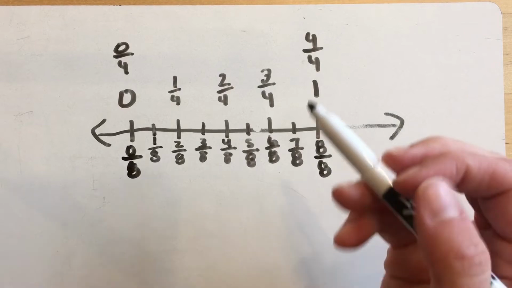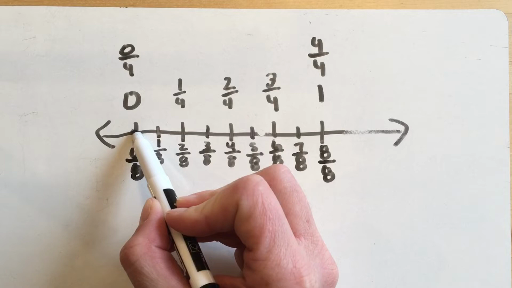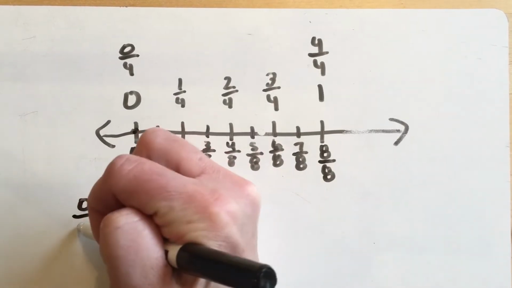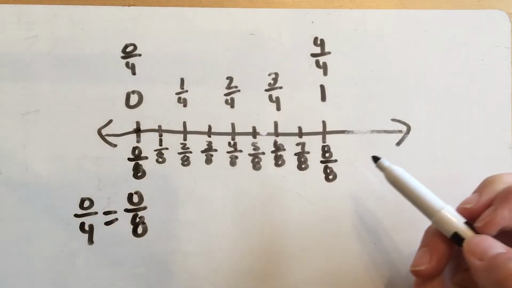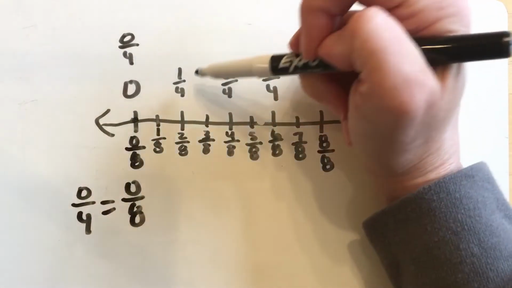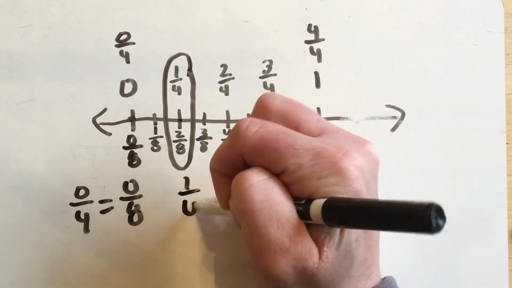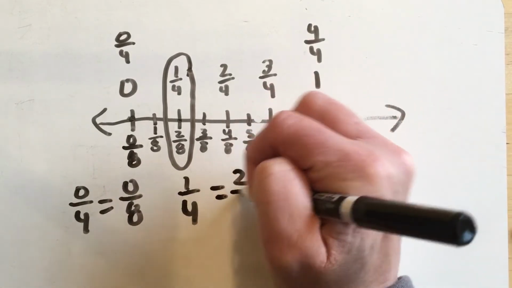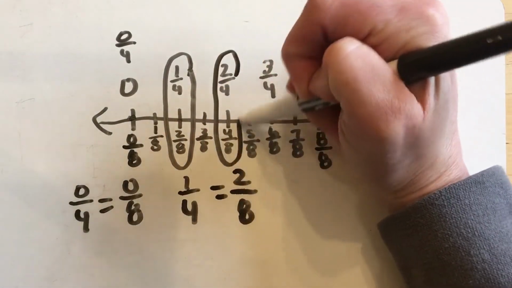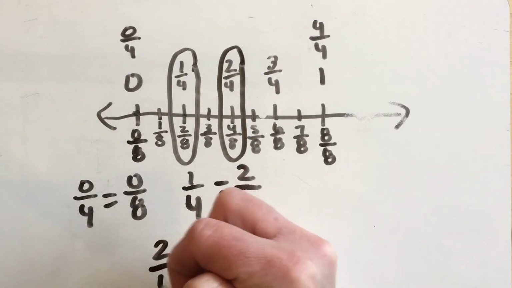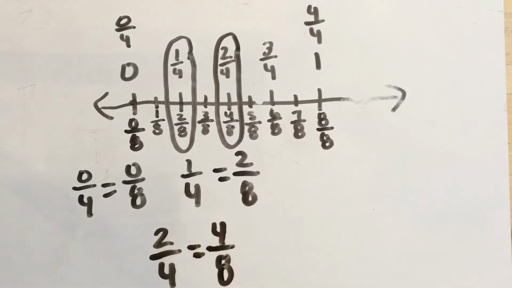If you look at 0/4 and 0/8, they are at the same point on that number line. So we know that they are equivalent fractions. They share a point here. Okay, let's find some other equivalent fractions. If I look at 1/4 and 2/8, again, they are at the same point on the number line, so I can say that they are equivalent fractions. If I look at 2/4 and 4/8, again, they share a spot on the number line. So they are equal. They're equivalent fractions.